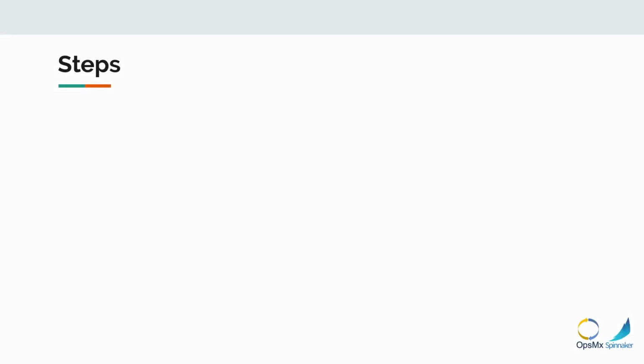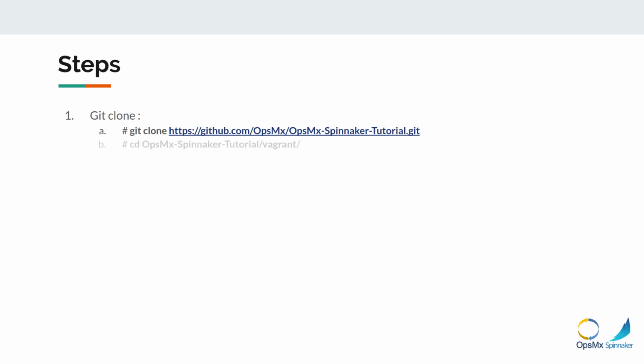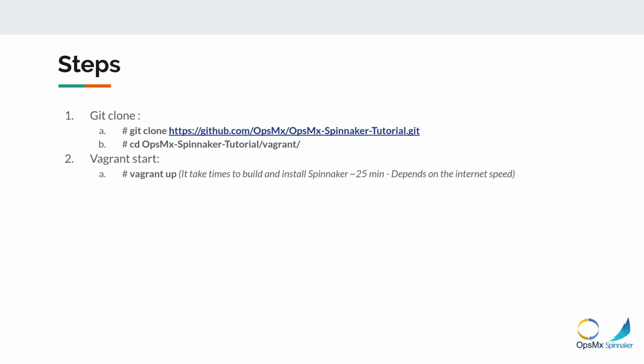I had made some scripts and I've uploaded them in our OpsMX repository, which can be downloaded from the URL. Simply clone that URL, navigate to that folder and run the command called vagrant up. This command will take a minimum of 25 minutes to install and bring up your Spinnaker, depending upon your internet speed and the processing capacity.